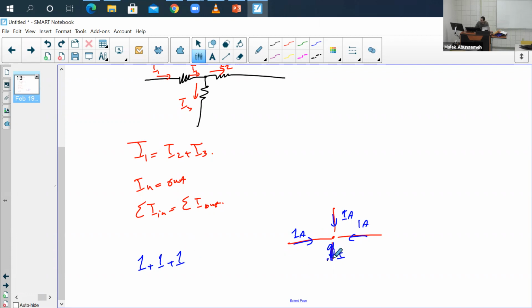Actually, let's just go this way. So it'd be your first one, your second one, third one, plus I equal to 0. That means I equals 3 amps. Actually, minus 3. Now, when you get a negative, that means the current is going the wrong way. You just switch the current.